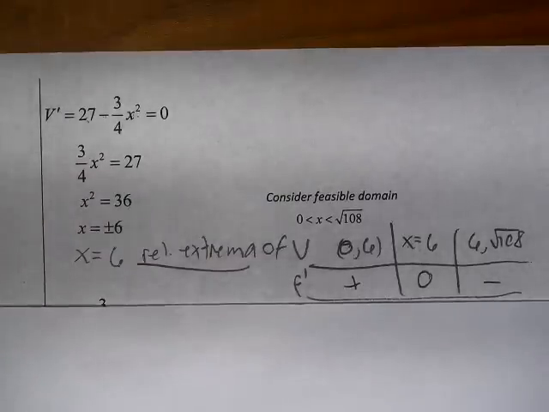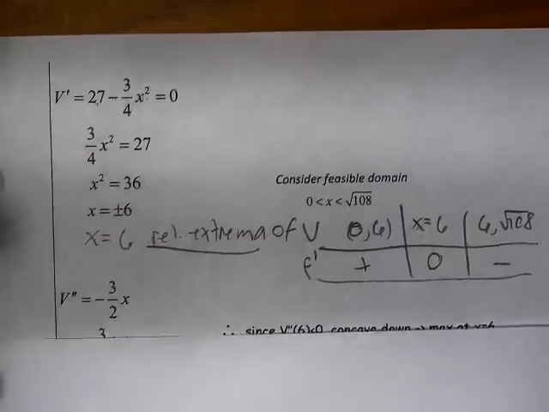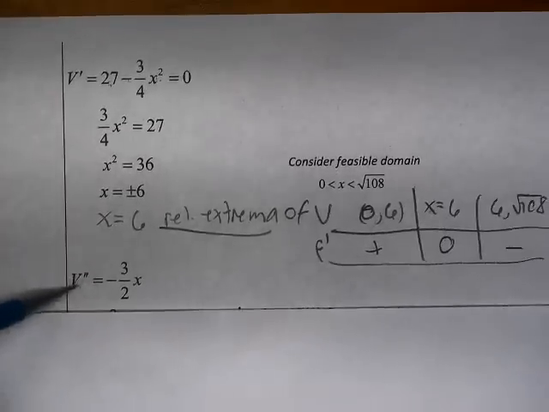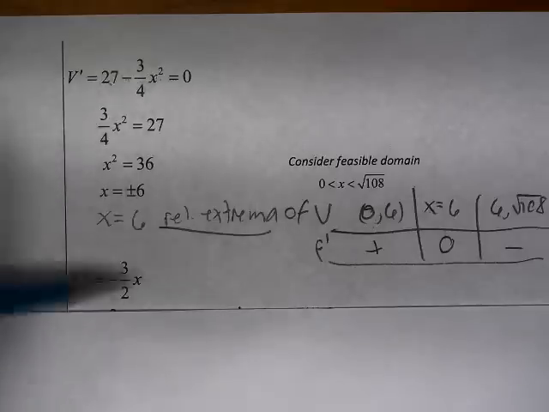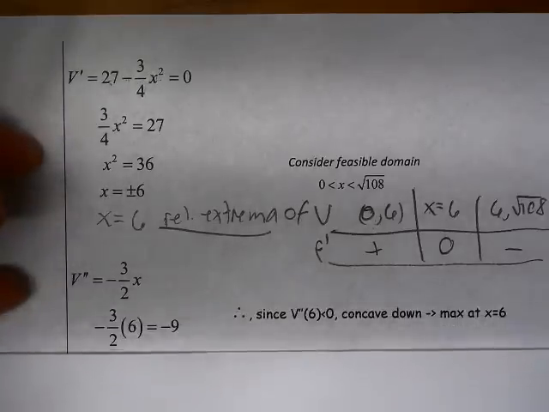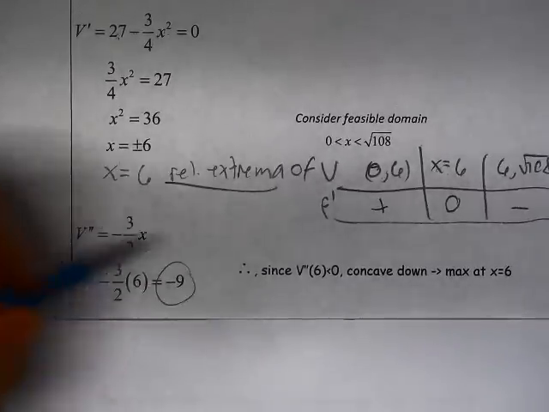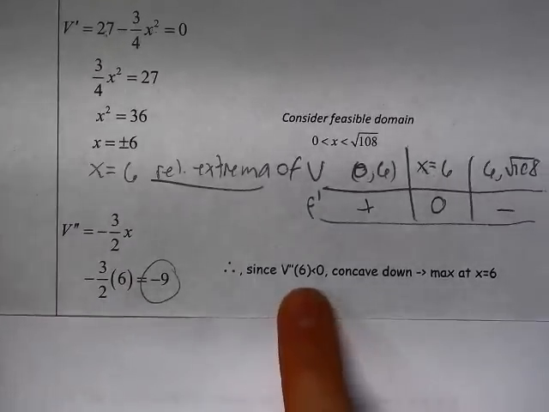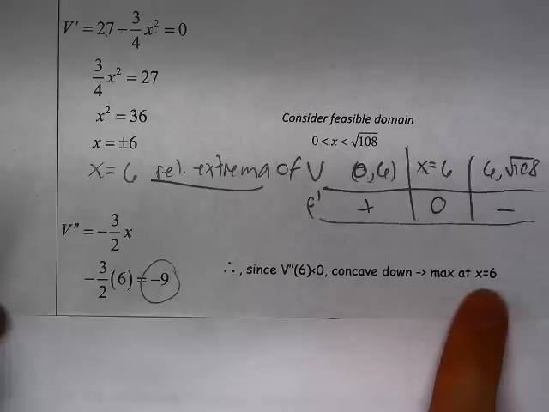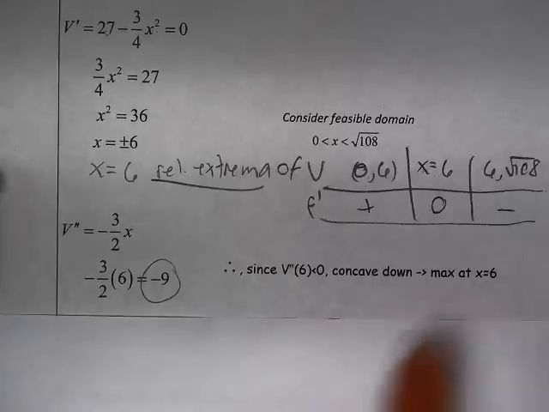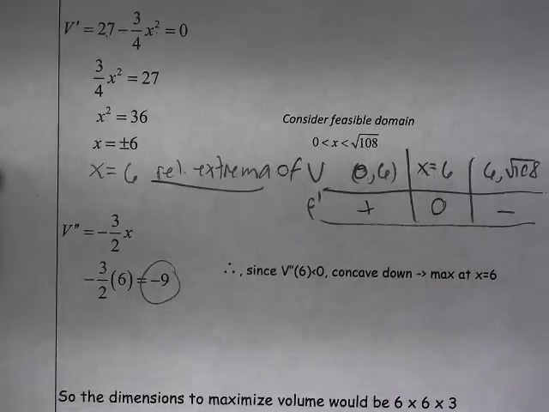Okay. Another way I can do that is to use a second derivative test. So I can find the second derivative of v, which is really easy to find. The 27 goes away, becomes a 0 when I take the derivative of it. Now I get negative 3/2 x. When I plug in 6, I get a negative 9. So my second derivative is negative. That means that v is concave down at x equals 6. So I get a maximum volume at x equals 6.